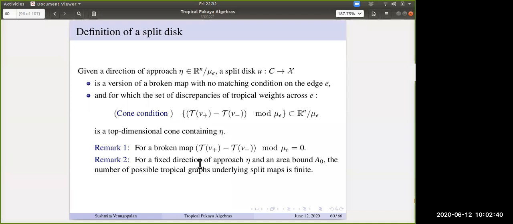And if we fix a direction of approach and an area bound, there is a finite number of tropical graphs that exist. So the moduli space of split maps is given by counting the maps modeled on each of those different tropical graphs.